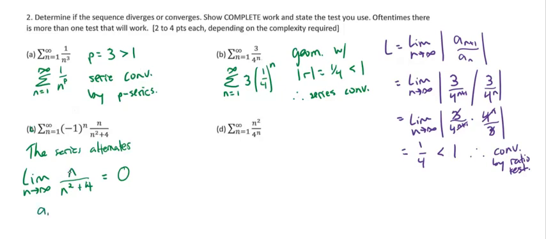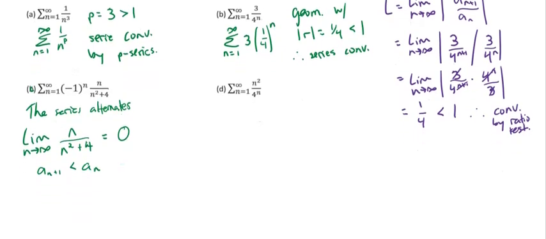It's also good to say a sub n plus 1 is less than a sub n. And then after that, we can just say, therefore, those are the conditions of the alternating series test. So we can then say, therefore, converges by AST, alternating series test. And that's C. We're good to go. Let's jump on to D.